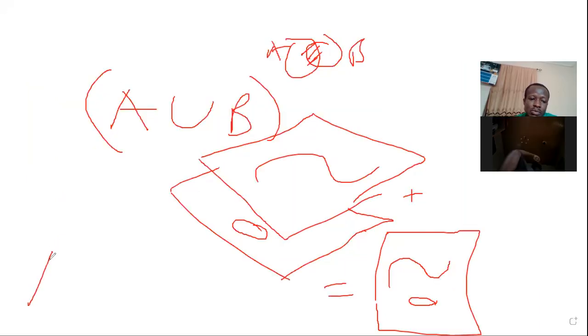Okay, so intersect will be like A intersection B. Don't write this in the exam. I'm using it to help you to understand. What if you never understood this? In that case, then you have a problem, isn't it?